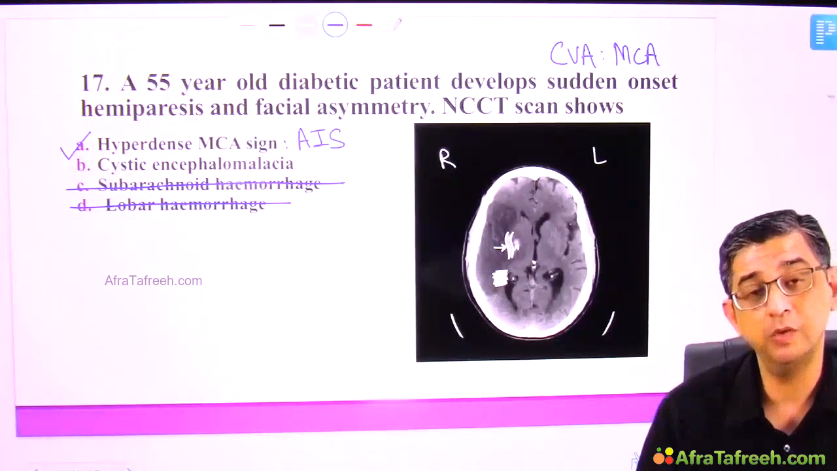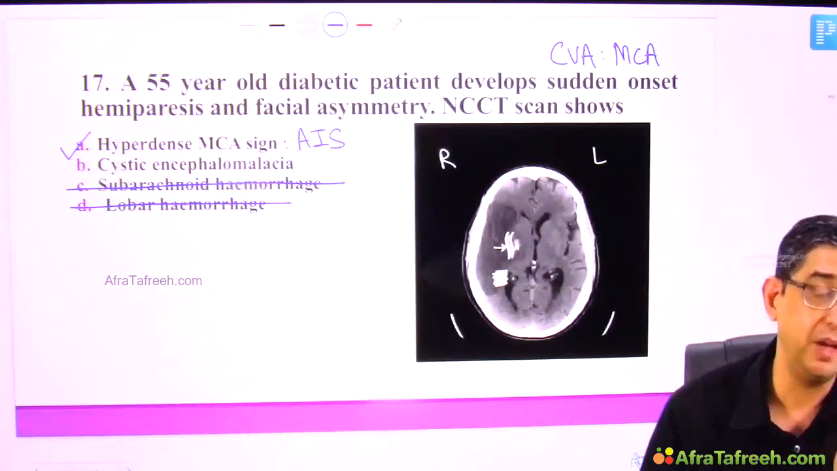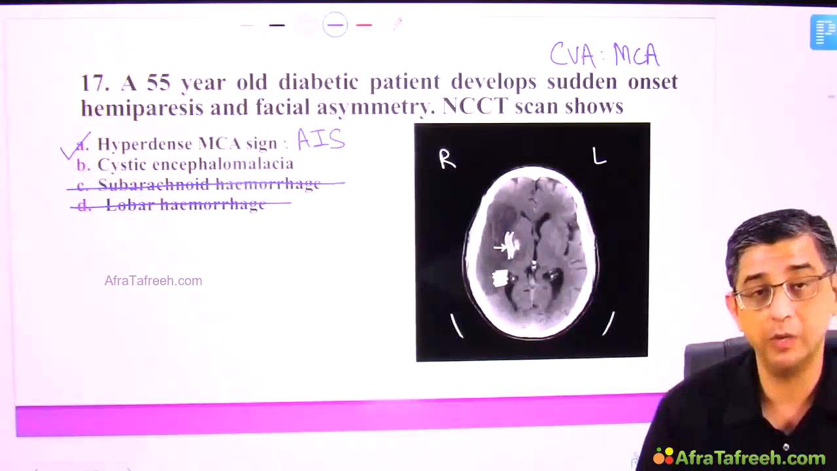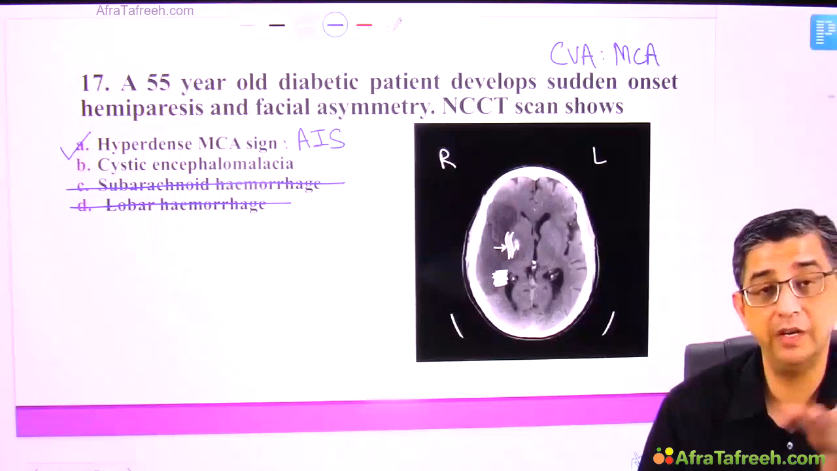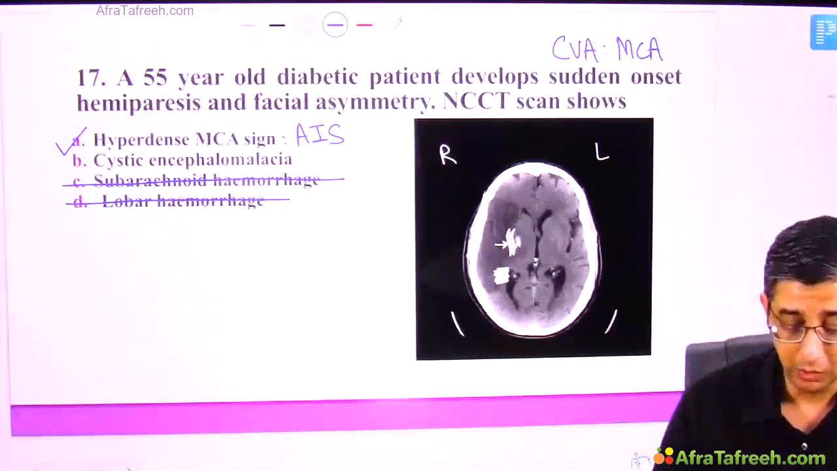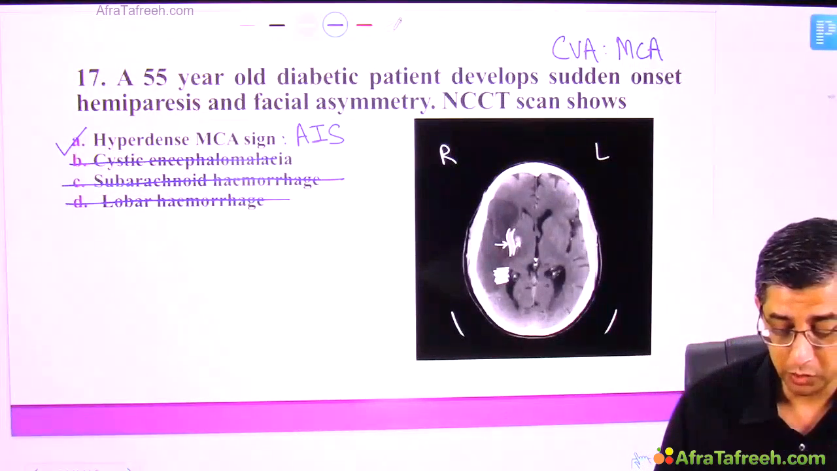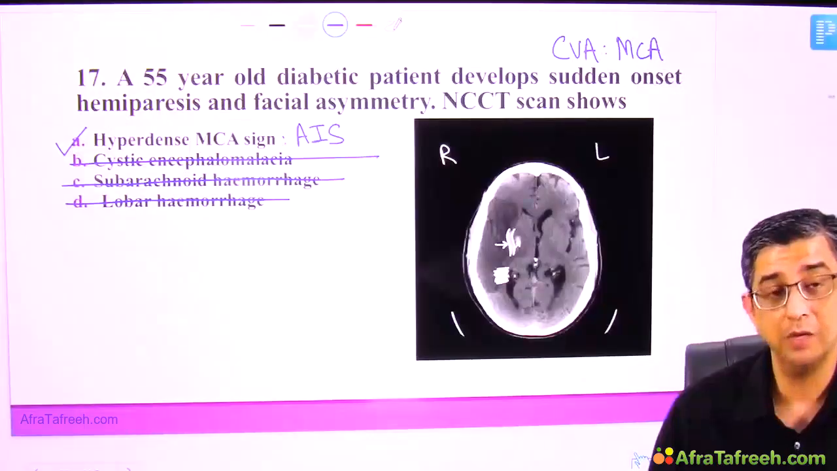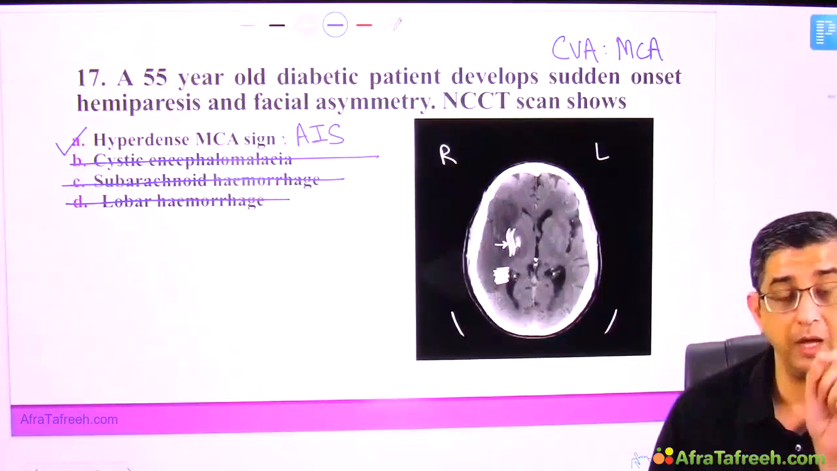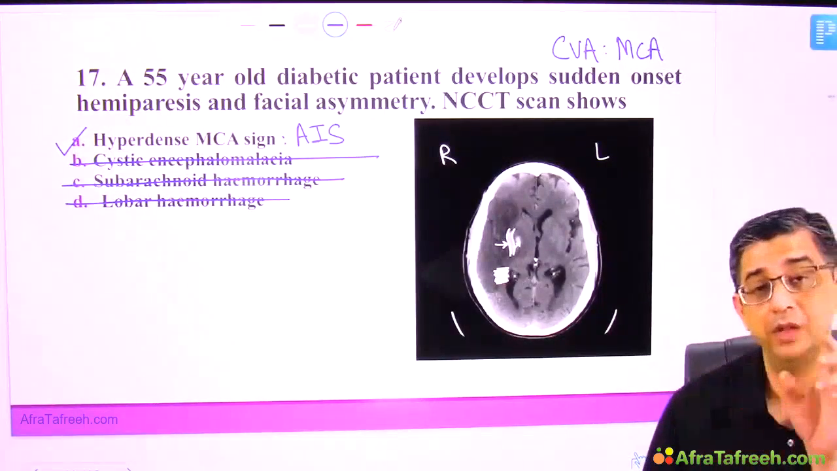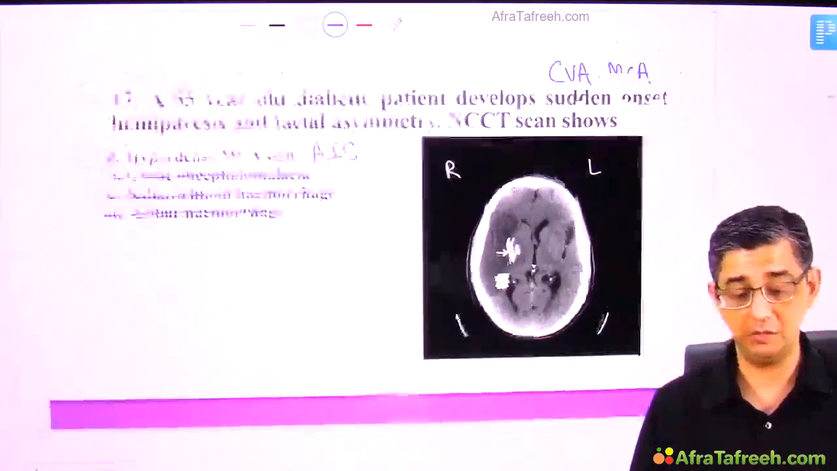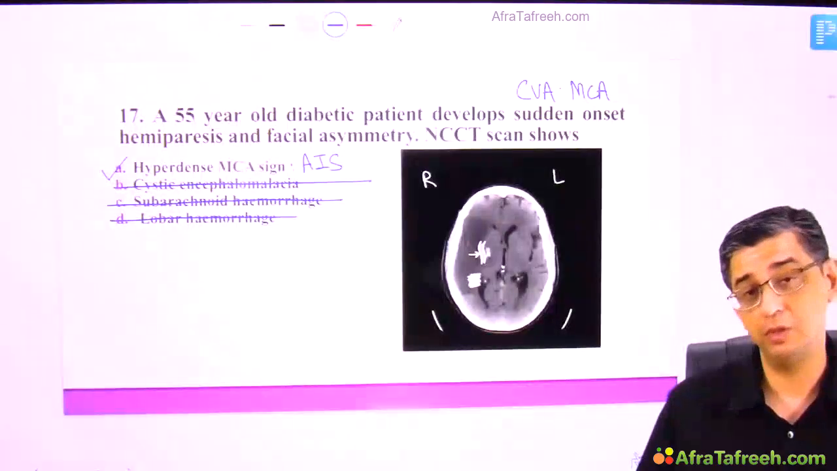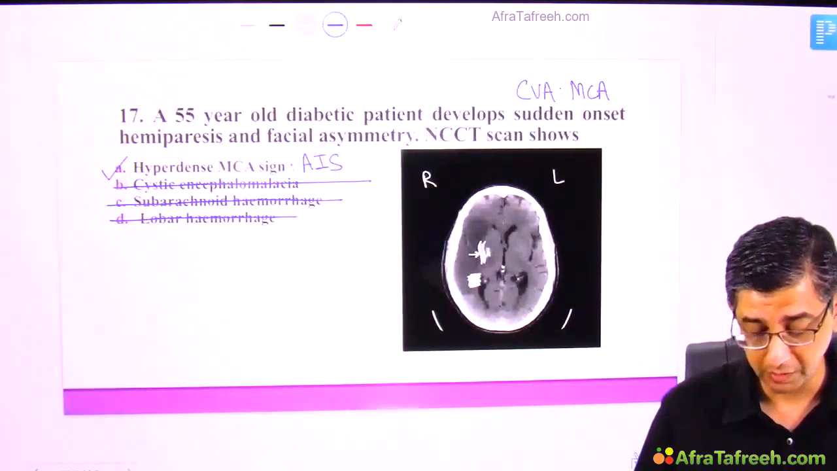Cystic encephalomalacia is a complication that can develop post-stroke. If the blood supply to the brain is gone, then the area will die, and in the dead area there might be a cyst formation. So option number B is a post-stroke complication. It's degeneration of the brain that would be present. But when it comes to option number A, the word is hyperdense middle cerebral artery sign. That is a feature of early presentation of acute ischemic stroke, which is why option number A is the correct one for this question.